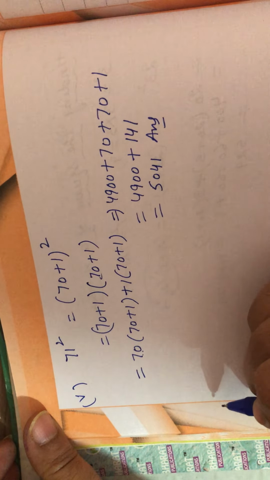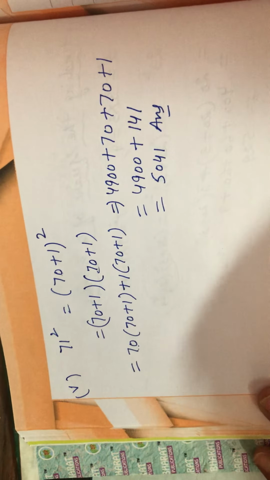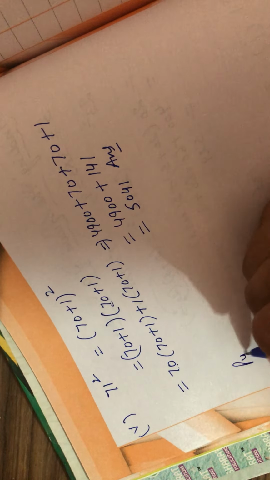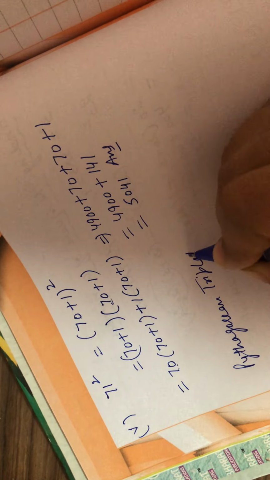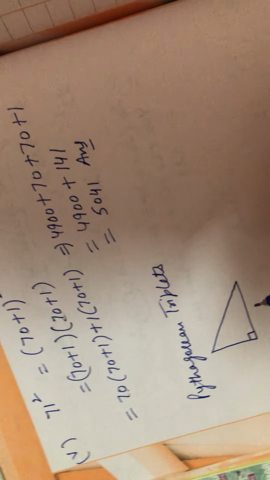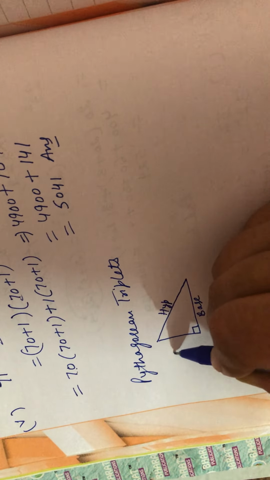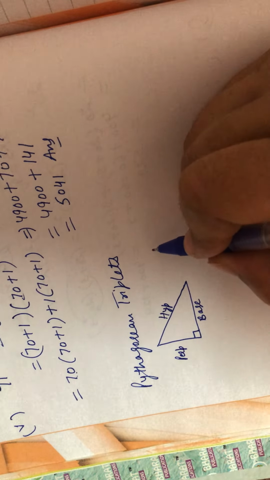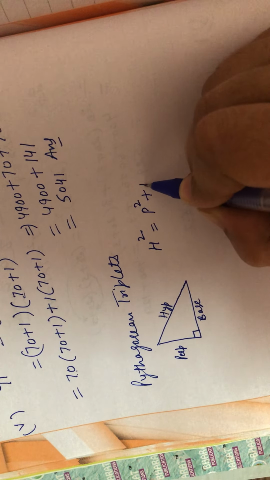Now coming to question 2, before doing this question number 2, let me explain you Pythagorean triplets. What are Pythagorean triplets? As we know, this is a right angle triangle, and in a right angle triangle we have three members, or we can say three elements. One is hypotenuse, this one is base, and this one is perpendicular. This is the longest side, and according to Pythagoras theorem, hypotenuse square is always equal to perpendicular square plus base square.